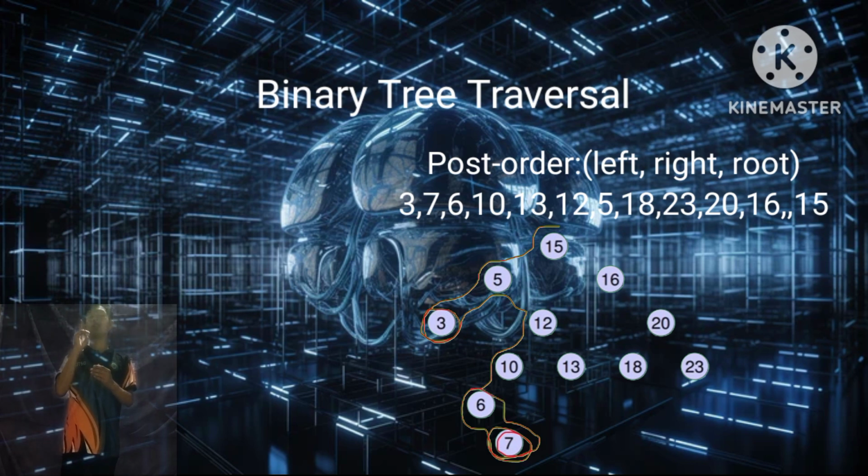When we visited the node second time, we will print it. So 6 is visited second time, so we will print the 6. And then the 10 is visited second time, so we will print the 10. Then we will go back to 12. So we can see that it has a right, so we will go to its right. We will print the 13, and then we will go back to 12. We will print the 12, and then we will go back to 5. The 5 is visited second time, and we will print the 5, and then we will go to 15.